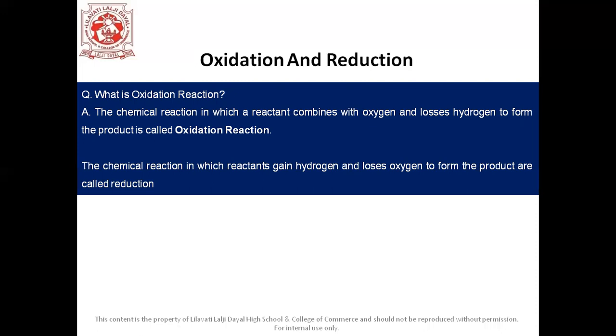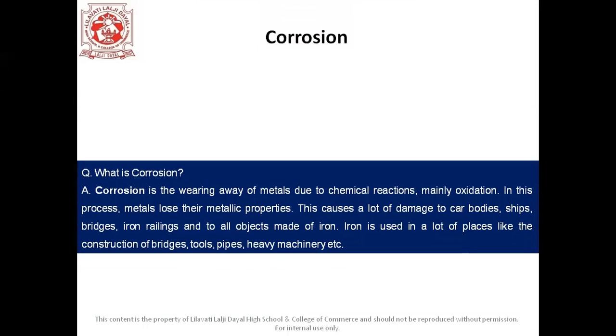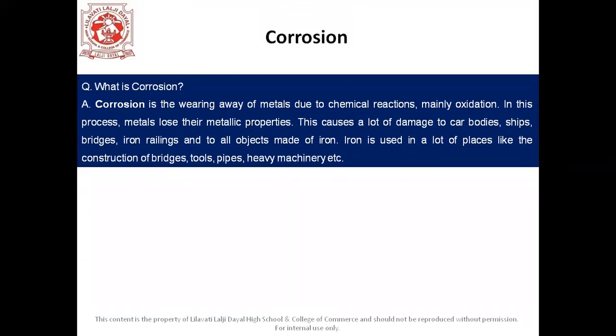Okay, let's move on to the next topic, that is corrosion. Now, what is corrosion, students? It is the wearing away of metals due to chemical reactions, mainly oxidation. In this process, metals lose their metallic properties. This causes a lot of damage to car bodies, ships, bridges, iron railings, and all the objects made of iron. Iron is used in a lot of places like the construction of bridges, tools, pipes, heavy machinery, etc.